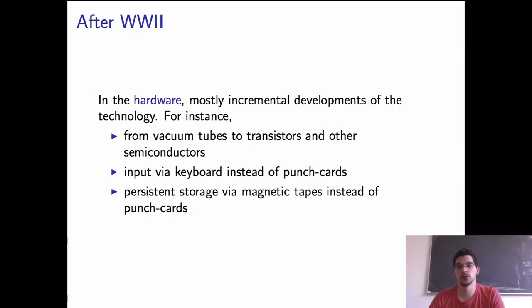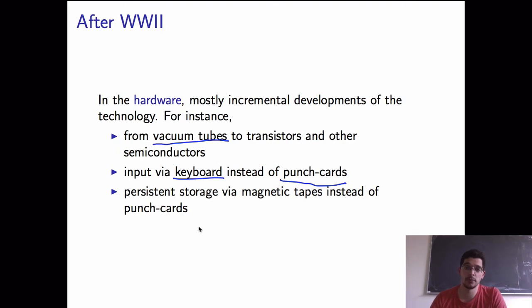So with the end of World War II came new developments with the hardware. But those developments were very incremental, meaning they didn't bring any fundamentally new functionalities, they just improved on the previous one. So to improve on speed, for instance, and reliability, the vacuum tubes in the old computers that were prone to break were replaced by transistors and semiconductors. For facility of use, the punch cards that were used for input were replaced by keyboards and things like that, so you don't use punch cards anymore.